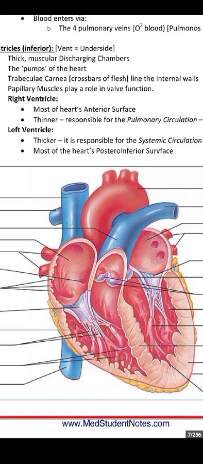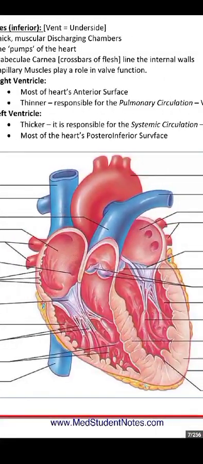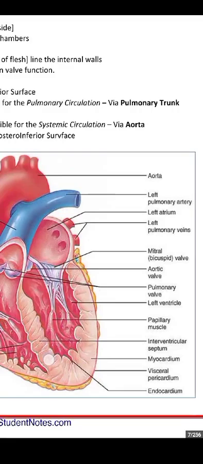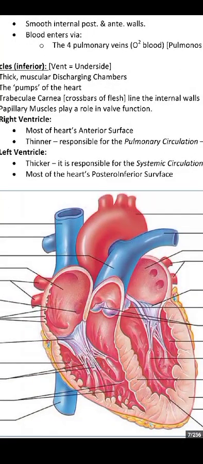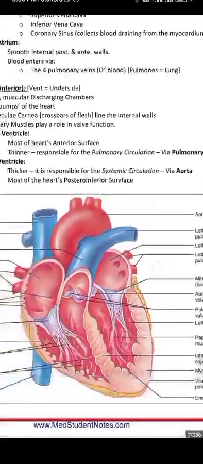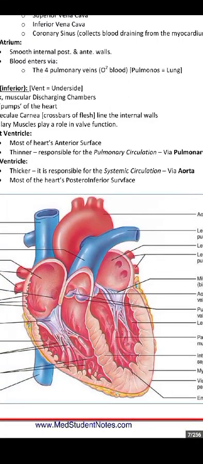Next is the right ventricle. Most of the heart's anterior surface is the right ventricle. It is thinner. It is responsible for pulmonary circulation through the pulmonary trunk. We have discussed ventricles.